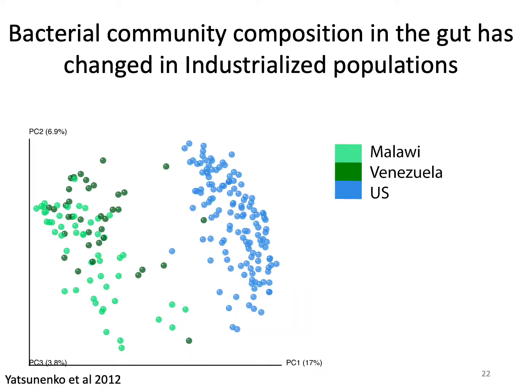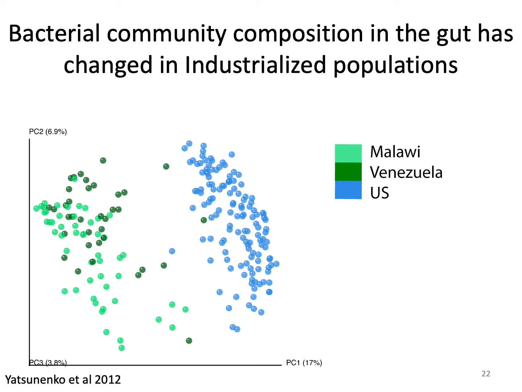I'm going to use bacteria to set up some context. We know that bacterial community composition in the gut has changed in industrialized populations. This is an example from Yatsunenko et al., looking at populations from Malawi, Venezuela, and the US. And here and in other graphs, I'll show you each point is the entire gut community of an individual, and the closer together 2 points are, the more similar their microbial communities are.